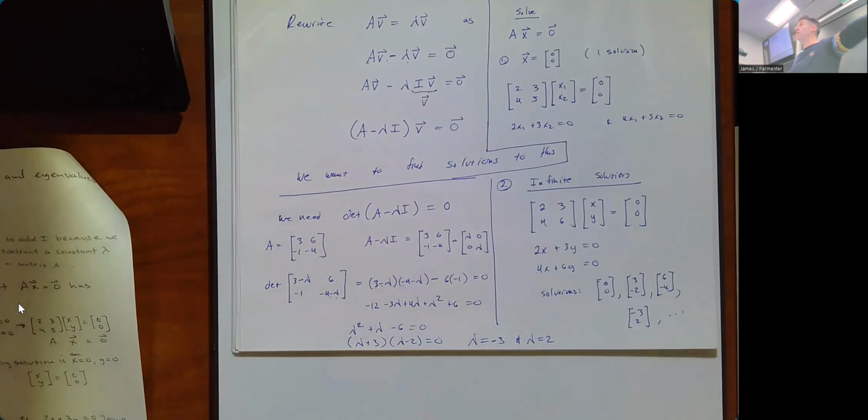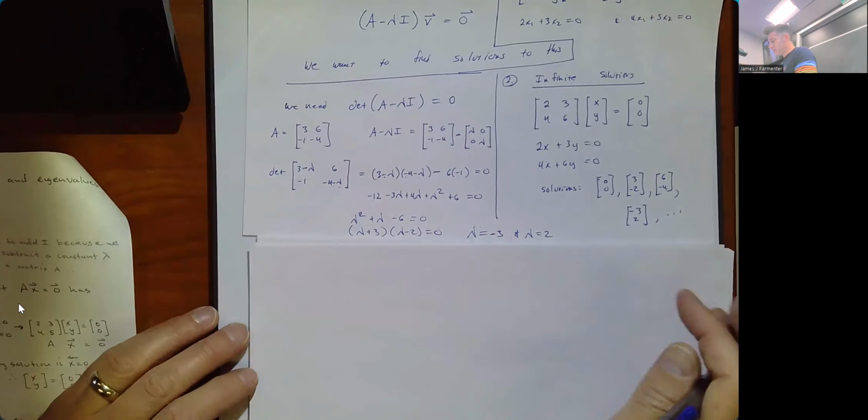And we already knew 2 was one of them, because that was what we started with: lambda equal to 2 was an eigenvalue. We found that when we did the beginning of this section. Okay, so we have the eigenvalues. How do we find the associated eigenvectors?